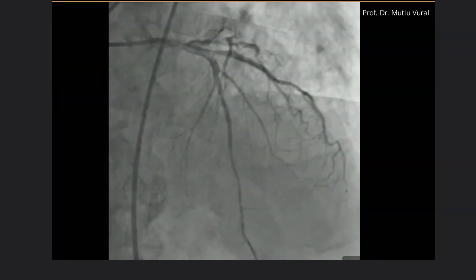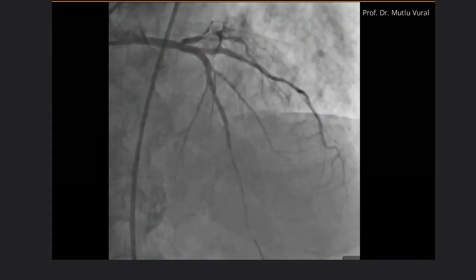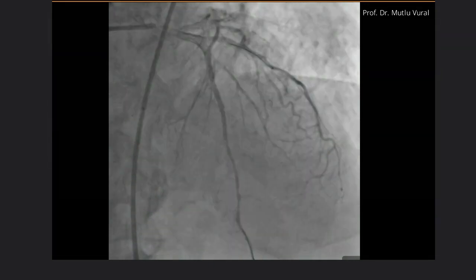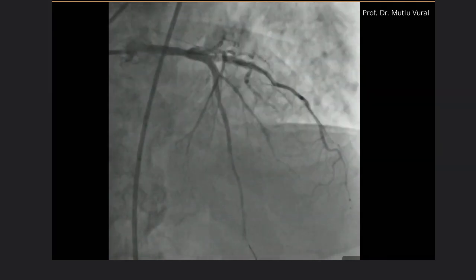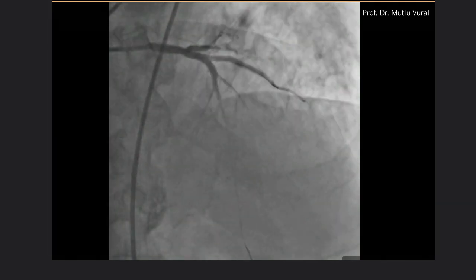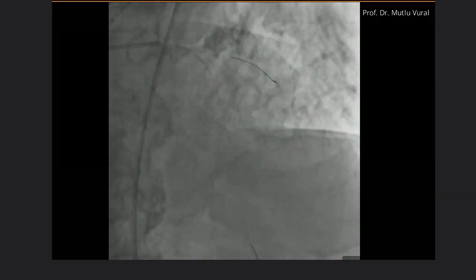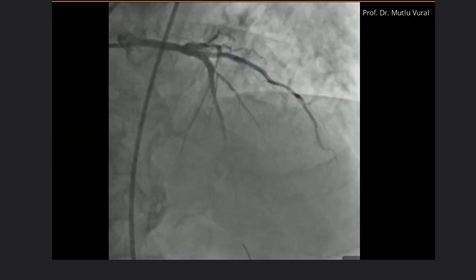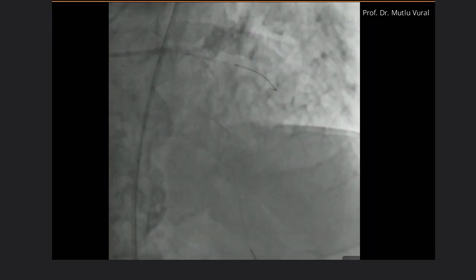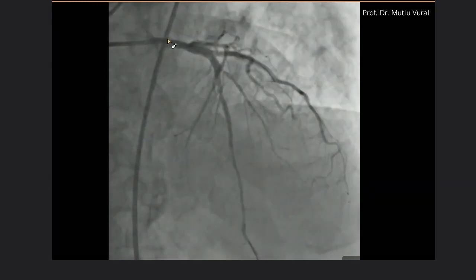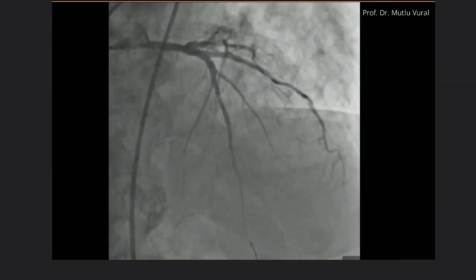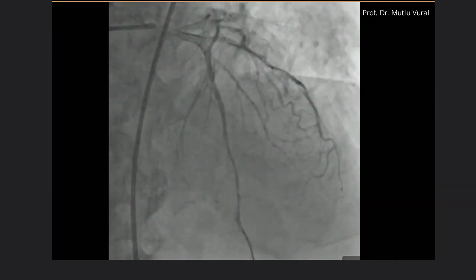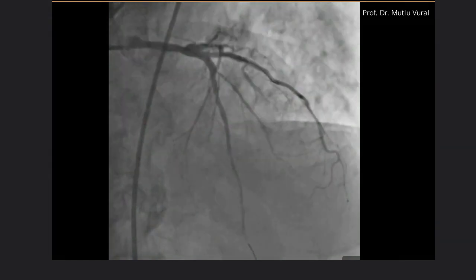The patient was discharged 4 days later. He had only ischemic hepatitis. His transaminase levels increased up to 2000s, and he recovered completely after 4 days. We put a stent for the circumflex artery at another session, and the patient's condition was good. His ejection fraction was 45. Thank you very much.